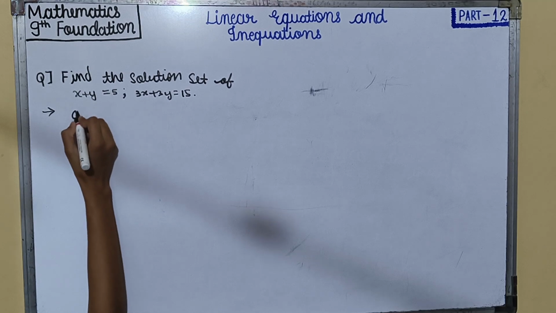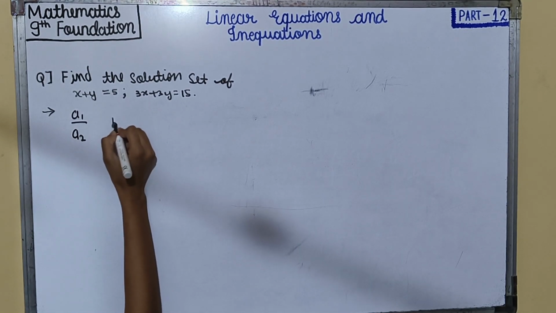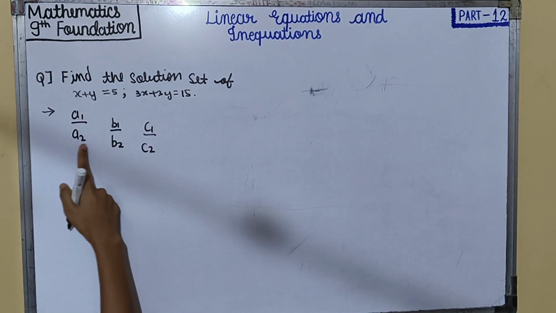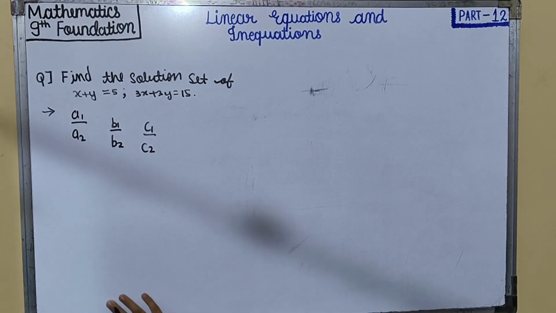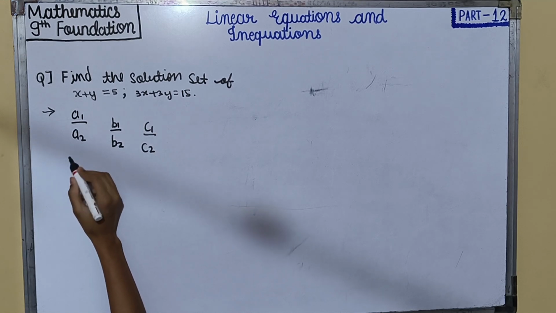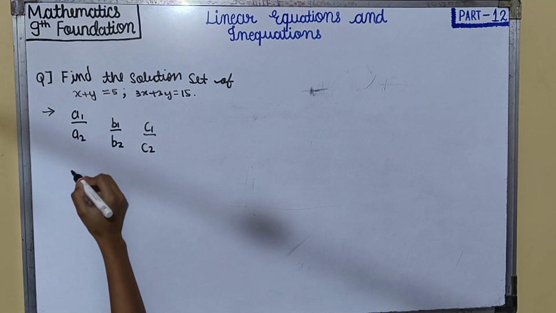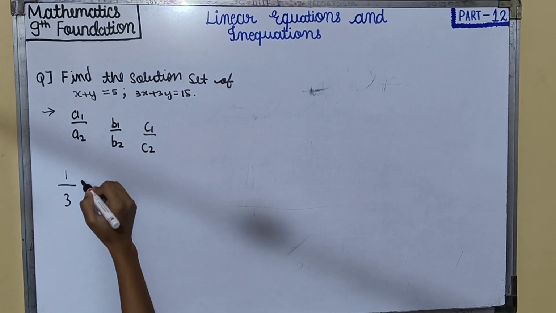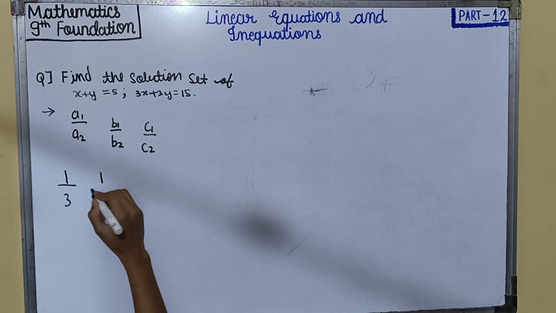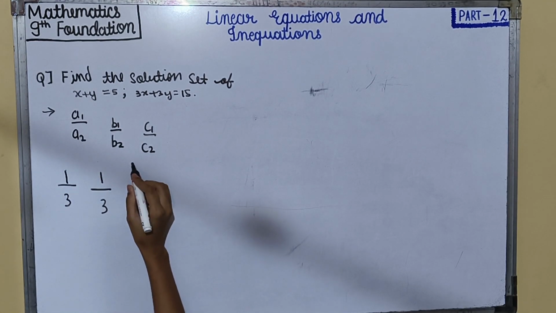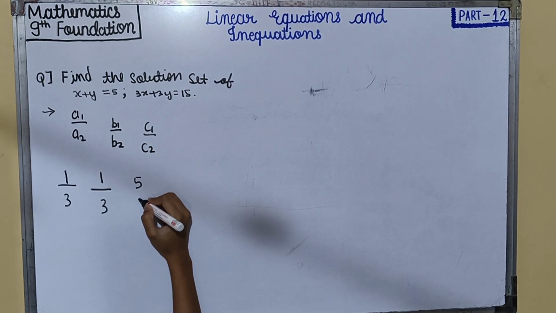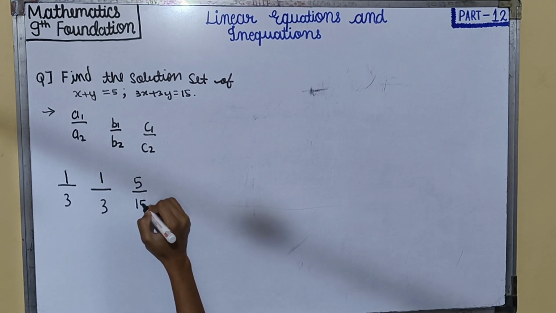We will write this according to the form a1 upon a2, b1 upon b2, c1 upon c2, with not-equal signs between them, because we don't know which type of solution this is. So the coefficient of x in the first equation is 1, in the second equation is 3, the coefficient of y in the first equation is 1, in the second equation is 3, the constant in the first equation is 5, and the constant in the second equation is 15.